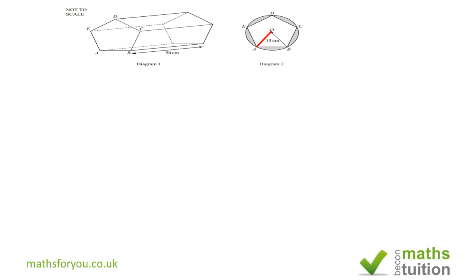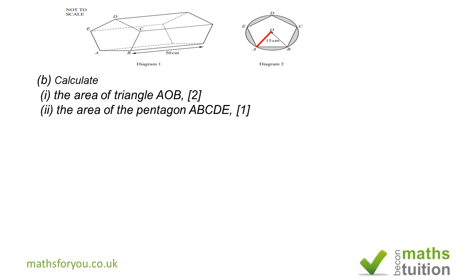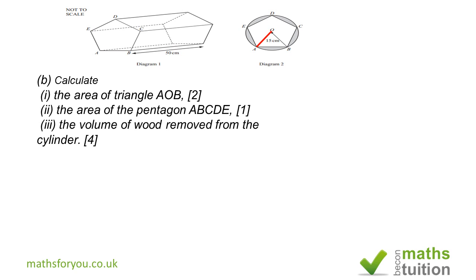Okay, now we're going to look at part B, and subsection 1 says find the area of triangle AOB, and subsection 2 the area of the pentagon, which is the area of the cross section, the cross sectional area. And part C, the volume of the wood removed from the cylinder.